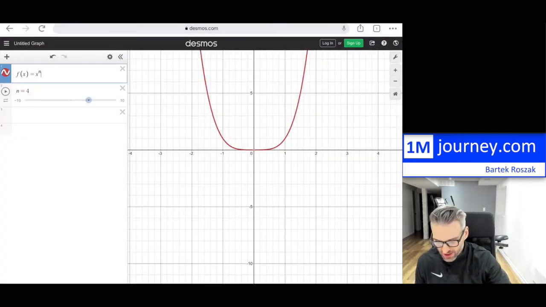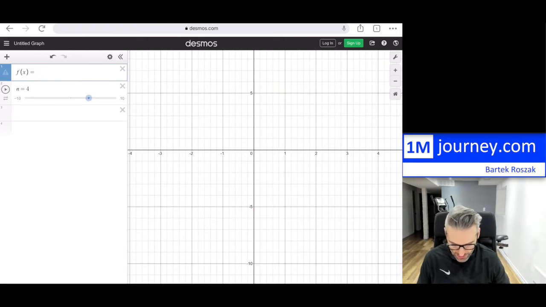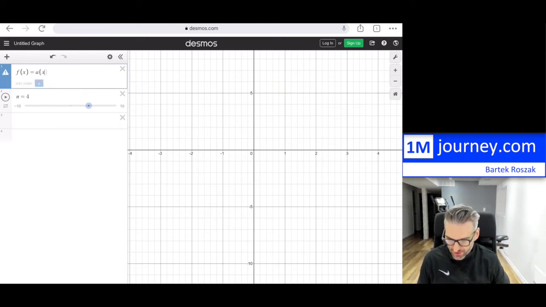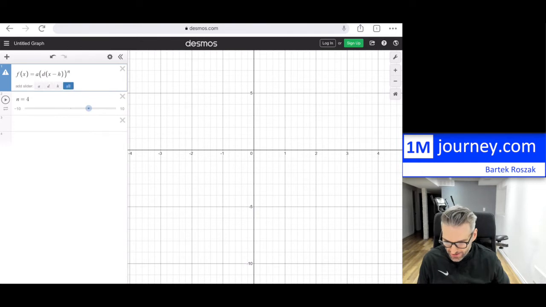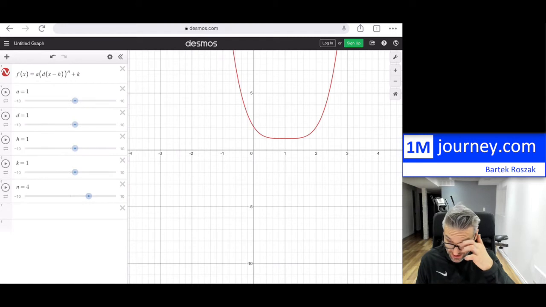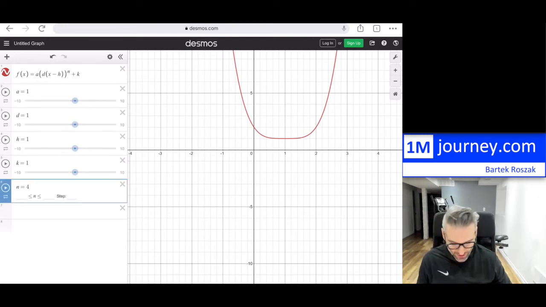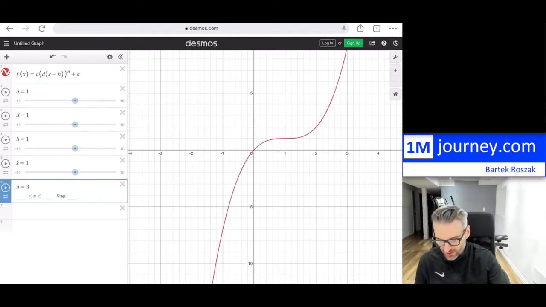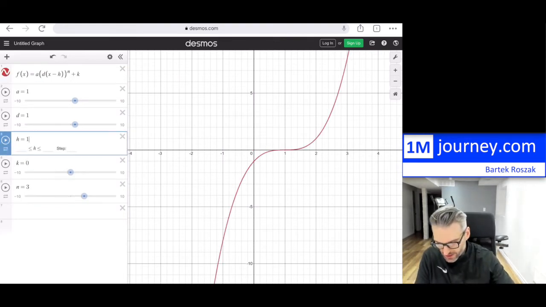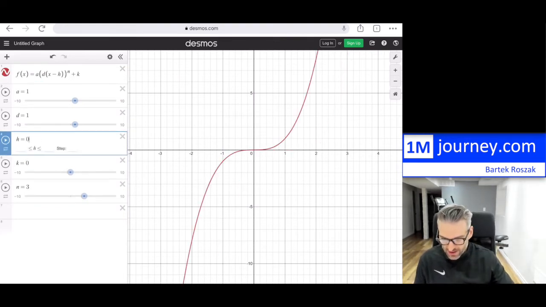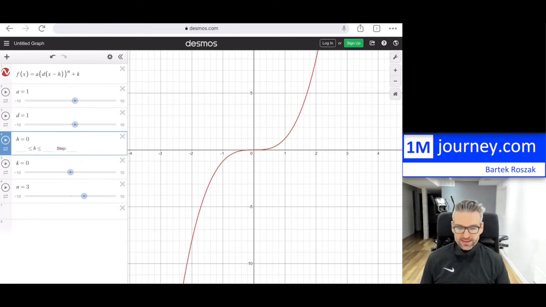So if this is, okay, so I'm going to change this up. So we have a, okay, so this is d and x, I guess, minus h to the n, and then it's plus k. All right, so I'm going to put all of these in here, and let's start with n is equal to 3. Let's zero off these translations. So a is equal to 1 and d is equal to 1, which basically in this case, n is equal to 3. This is just a cubic. So that's my parent function.